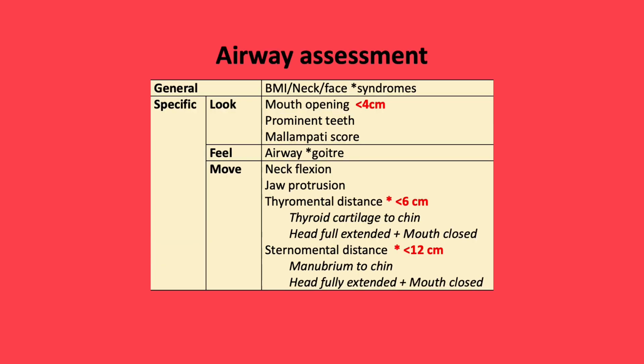General: observe the patient. Determine the BMI, neck and facial pathologies and related syndromes. Specific: assess the patient's mouth opening, observe the teeth and determine the Mallampati score. If there's an obvious airway pathology, palpate the airway. Assess movement: neck flexion, jaw protrusion, thyromental and sternomental distances. The figures in red are associated with a difficult intubation.